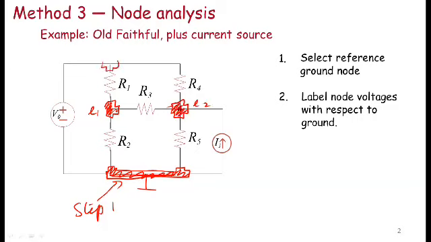Finally, I have a third node here. And what can you say about the voltage at that node? Let me pause for a second while you think about it, and then I will continue. So what do you think the voltage is at that node? Do I need a variable there?